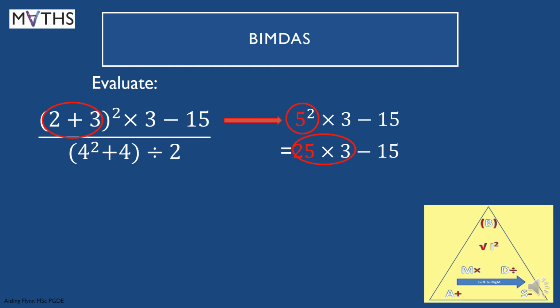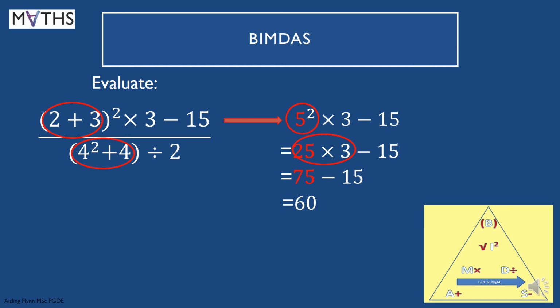Next we'll do our multiply. So 25 times 3 is 75. Subtract 15 gives me 60. So 60 is the result of the top line. And now we'll sort out the bottom line.